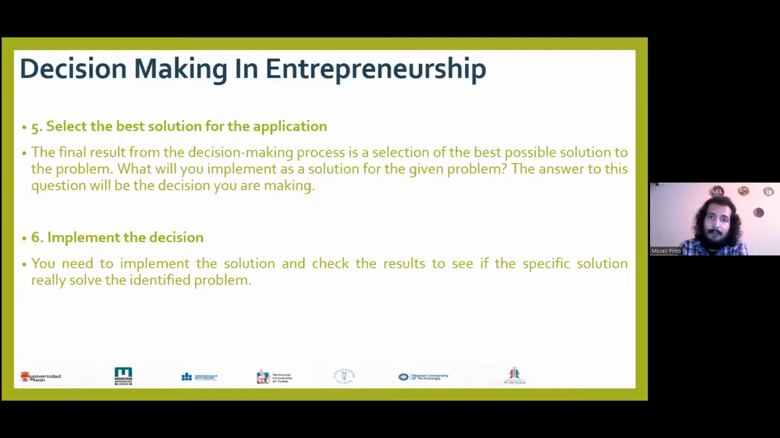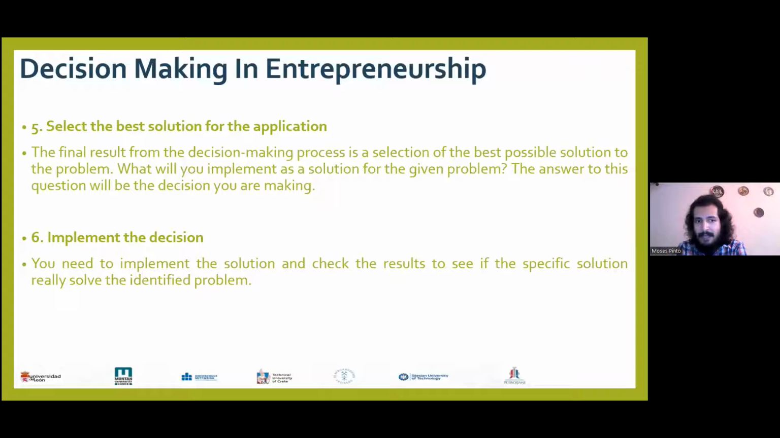Once the decision has been implemented, a check has to be placed on the results gained from implementing the decision in order to test and gauge if the specific solution has really solved the identified problem or not.